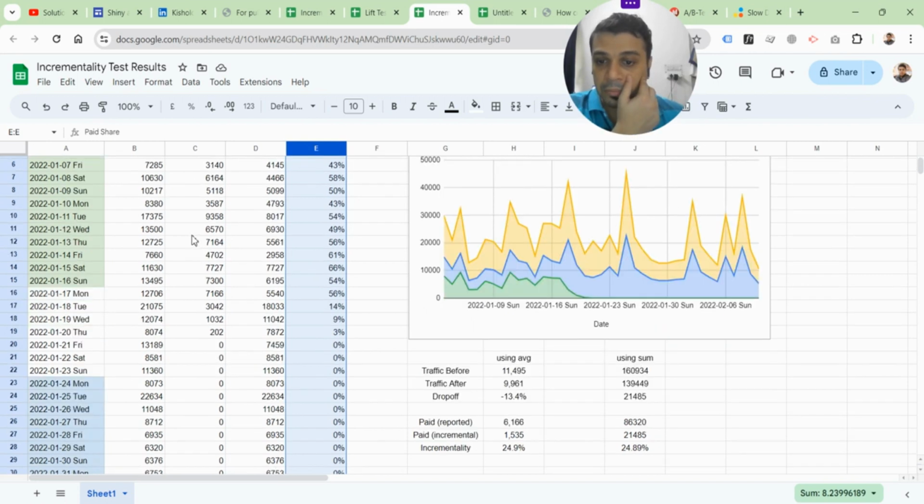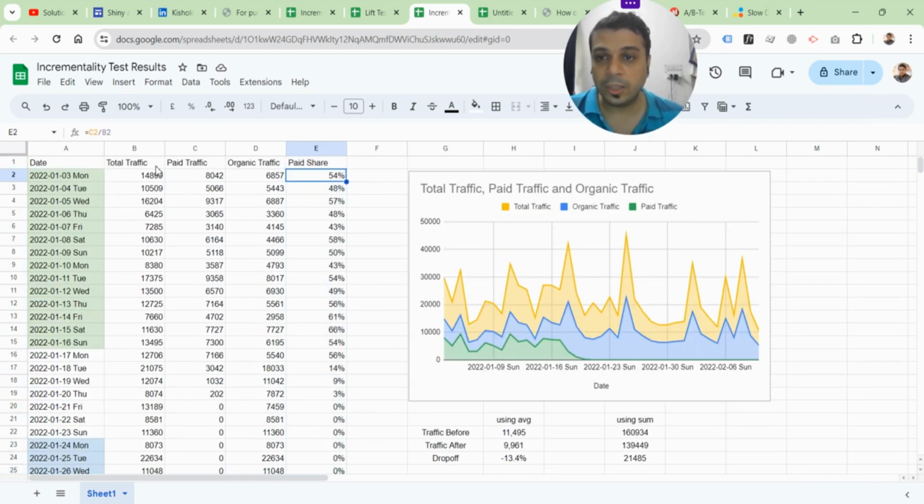Okay, as you can see here, paid share is going to be the paid traffic's share of total traffic. And then you have paid, organic, and total traffic for each of these individual dates. So if we sum this up, you're going to get the total traffic. So it's a very simple sort of experiment. You're just looking at the traffic metric. And as you can understand, the traffic metric is a direct function of the marketing spends as well. So if you have paid traffic, then it is coming through some sort of paid marketing activity.